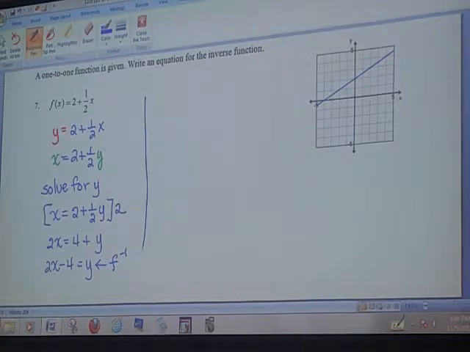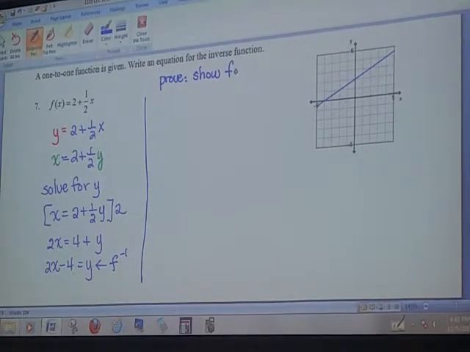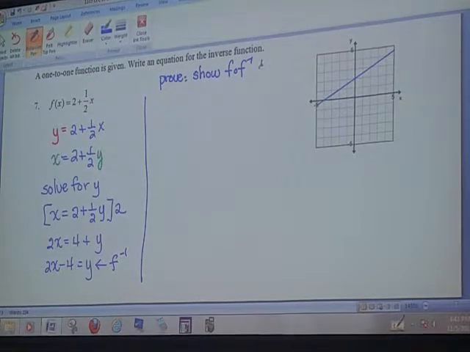To prove it, I need to show that F composition F inverse and F inverse composition F, when I do it for both of them, I get x. That tells me I did it right. In other words, it means on a test, you have to know whether you have the right inverse or not, because you can actually show that it works. So it's not a question of, oh, I'm just gonna guess. You create it and then you make sure that it actually works.